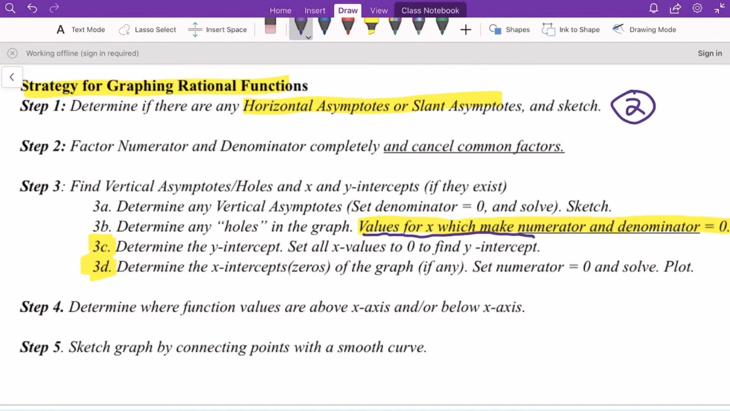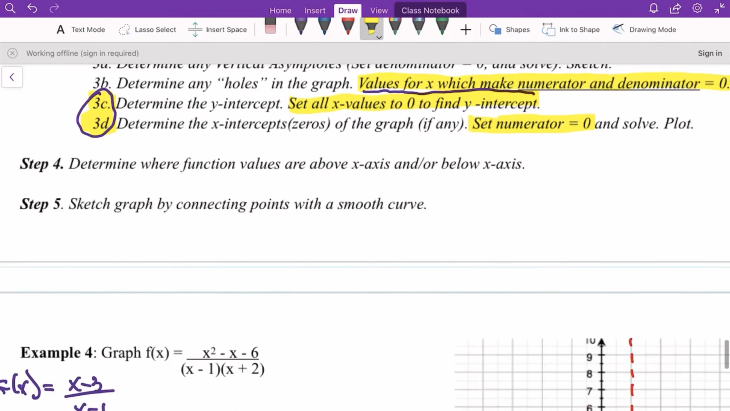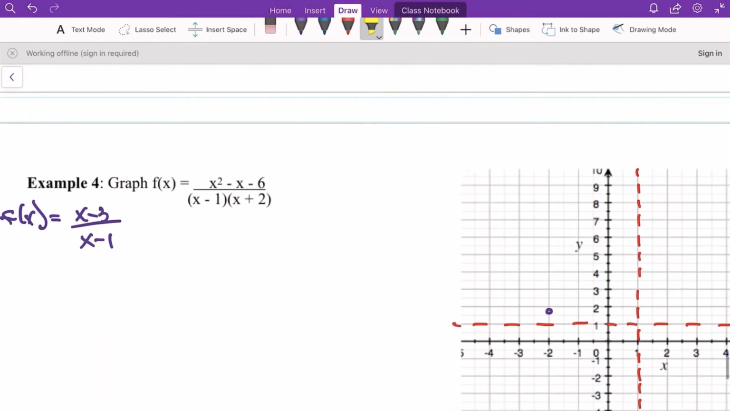What we're going to do now is concentrate on the x and y intercepts, and you can see here the step for the y-intercept, which is the same for any function. If we're finding the y-intercept, all we're going to do is set the x value to 0. So we're going to substitute a 0 in for x, and then determine what the y-intercept would be. And then for the x-intercept, we're just going to reverse it. We're going to substitute a 0 in for y, and then we're just going to set the numerator equal to 0 and solve. All right, so let's do that. Let's take care of the next couple of steps here.